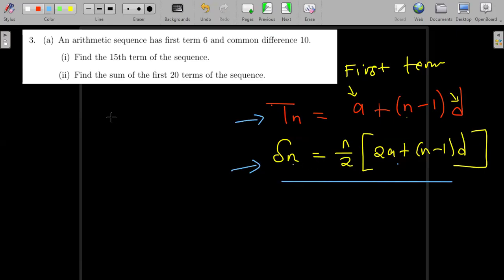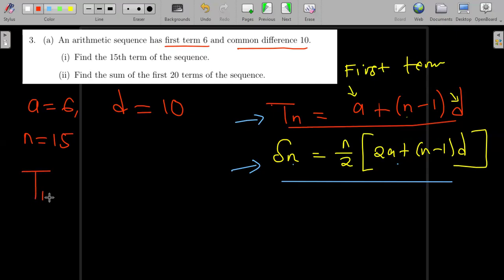We start with the first question. An arithmetic sequence has first term 6 and common difference 10. So a is 6 and d, the common difference, is 10. Question 1: find the 15th term of the sequence. So our n is just 15, and we use this formula.